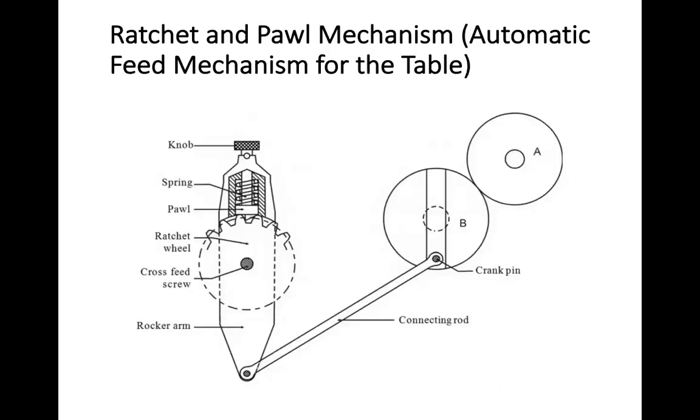Coming to the ratchet and pawl mechanism. This mechanism is required to give the feed. We can discuss this in the next class because we don't have much time.